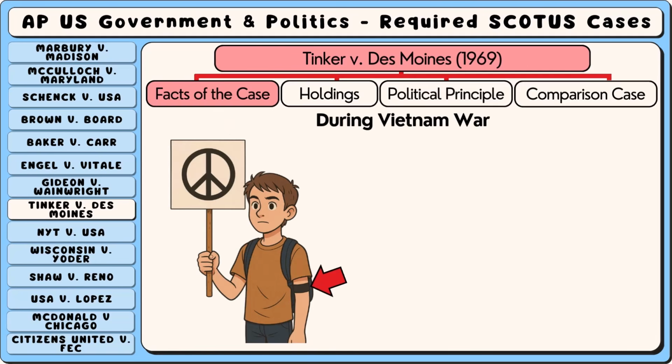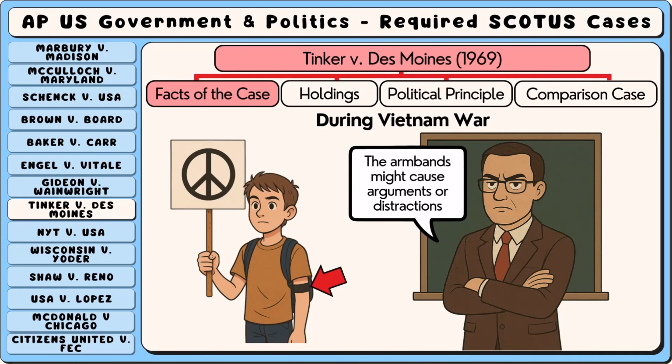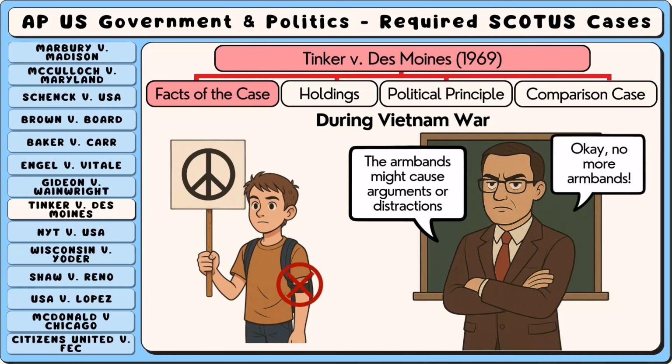In 1965, a group of students in Des Moines, Iowa, wanted to protest the Vietnam War. They decided to wear simple black armbands to school as a silent message asking for peace. When school officials heard about the plan, they worried the armbands might cause arguments or distractions. So the school created a new rule that banned students from wearing armbands. Students who continued to wear the armbands were suspended from school until they agreed to the school rules.